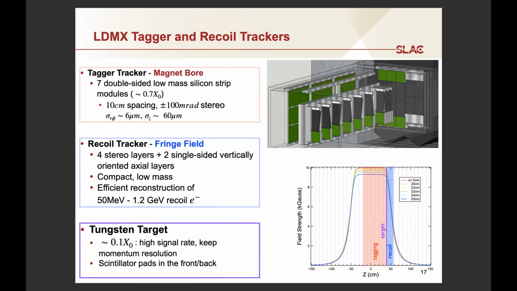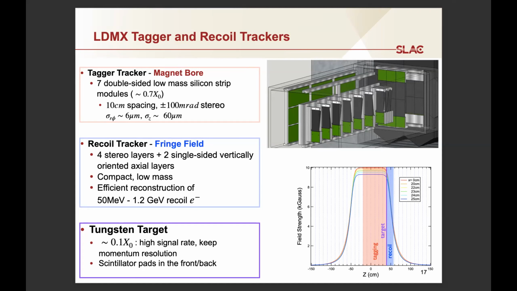Okay, let's move to the trackers. We have two trackers. The first one is included in a magnet bore, where the magnetic field, of course, to measure the momentum, is fairly constant. As you can see on the bottom part of the slide, it is a projection of the field strength as a function of Z along the beam axis. And then the various lines show you, moving along X, what the field strength is.